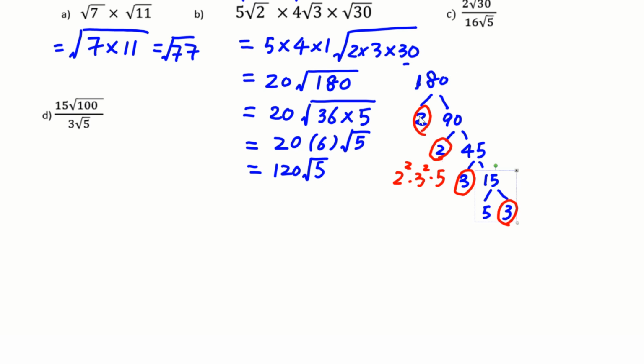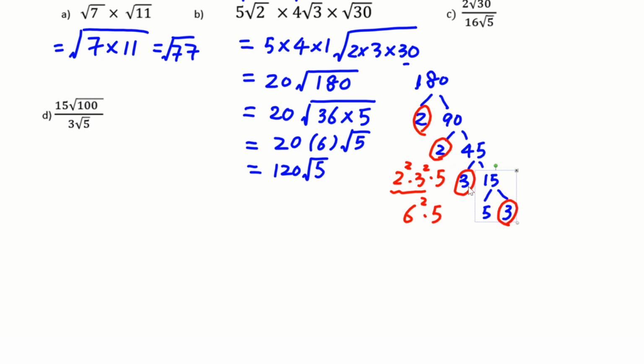So 180 has 1, 2, 3, 4, 5 prime factors. Then you multiply these 5 prime factors together to equal 180. From there we have 2 perfect square numbers. So 2 squared times 3 squared is 6 squared, times 5. So that's the reason we have 36 times 5. Then we can take the square root of 36 out to get 6. So this is how you use a factor tree to find the factors of 180.